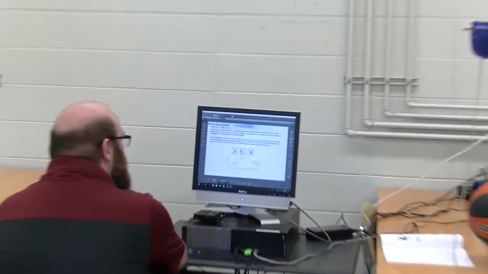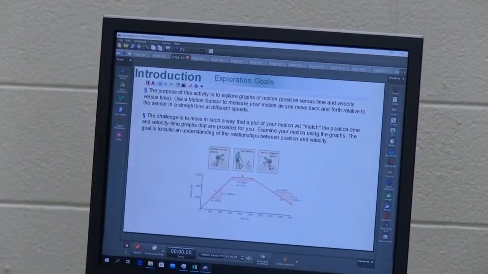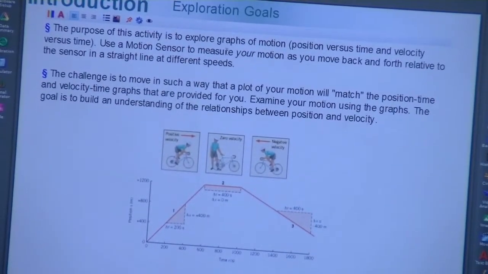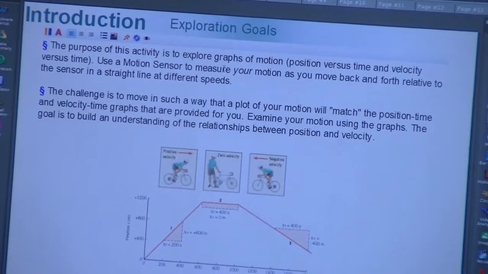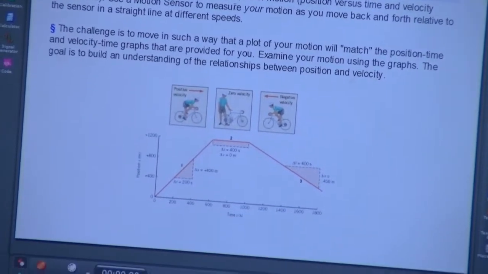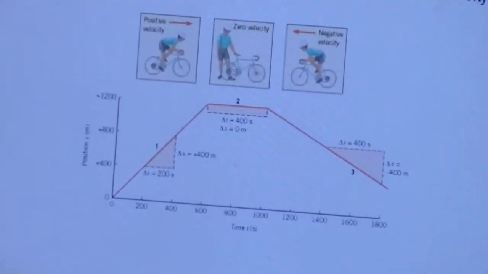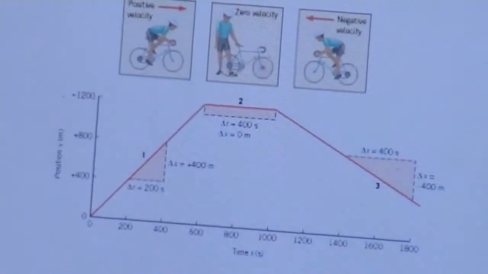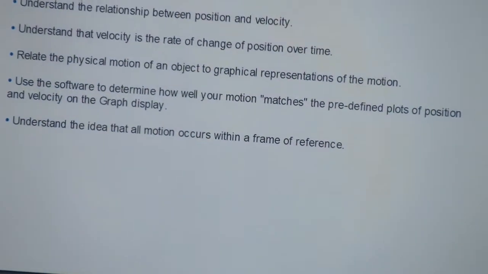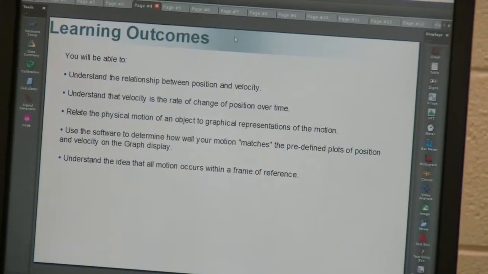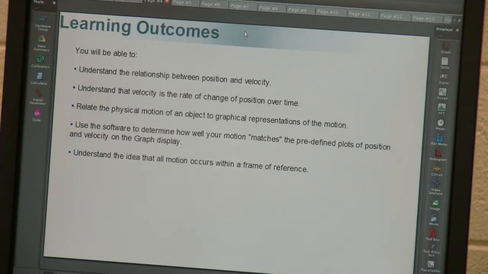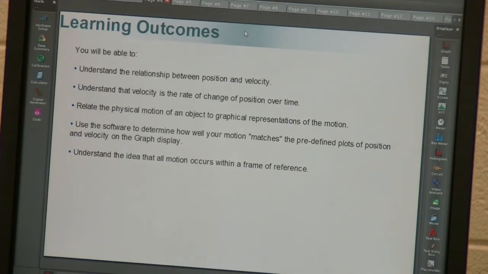The purpose of this activity is to explore the graphs of motion, so position versus time, as well as velocity versus time. How we're going to do that is, again, capture our position data, plot that versus time, and then graphically see how that is represented. After this, you'll be able to understand the relationship between position and velocity, knowing that velocity is just the rate of change of your position over time.